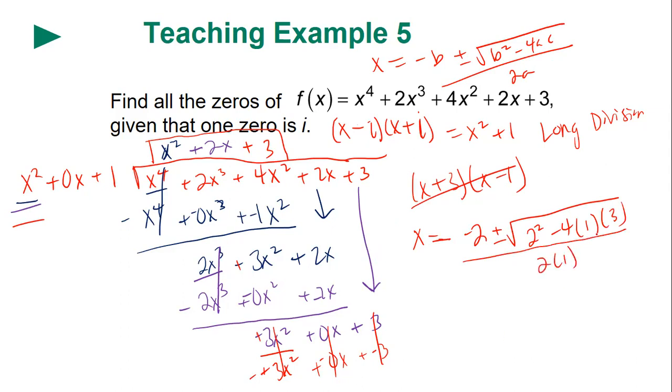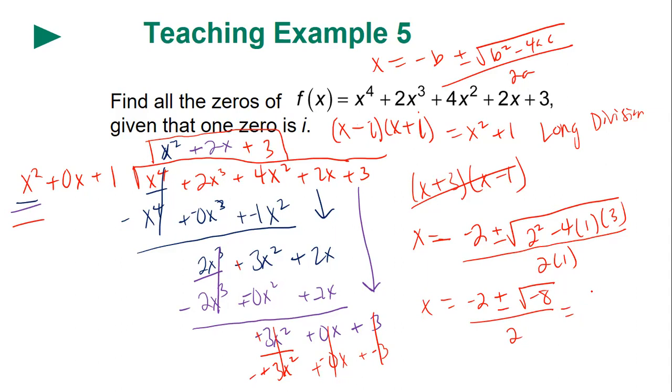These are easy numbers, guys. This is not bad. Negative 2 plus or minus. What is 4 minus 12? Negative 8. We get the square root of negative 8 over 2. How do you simplify the square root of negative 8?